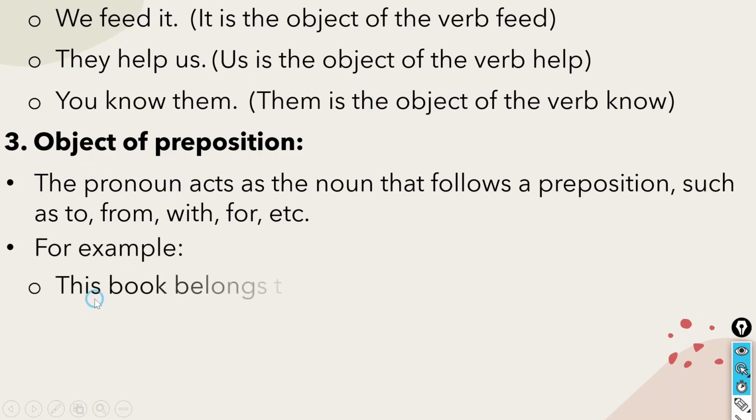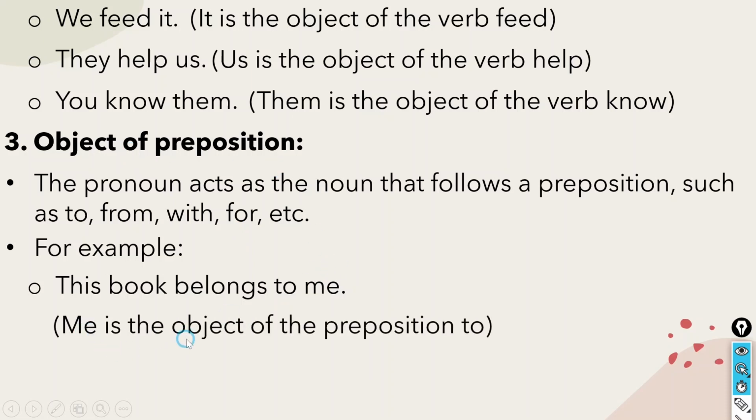So we are saying, for example, this book belongs to me. You have seen, this book belongs to me. So me comes after what? After to, which is a preposition. So it is acting like the noun. In this sentence, they are trying to name who the book belongs to. It is me. So this pronoun is acting like the name to which the book belongs, and since it is coming after the word to, then this me is the object of the preposition to.